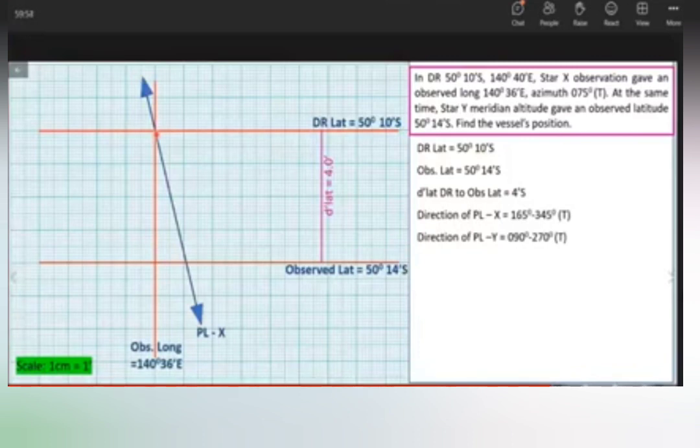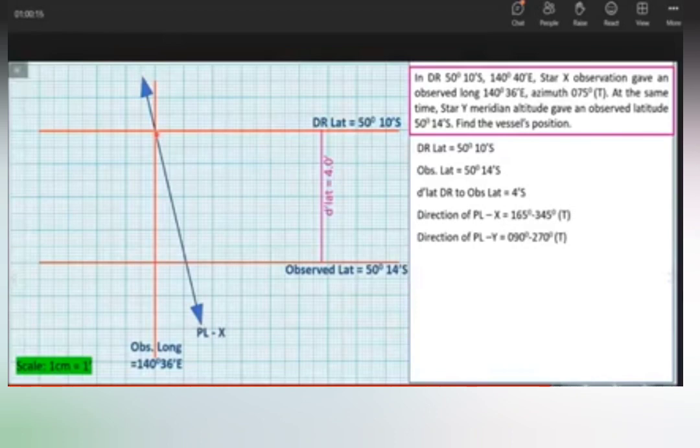Sir, we don't need to show the azimuth in this diagram. If you want, you can show that also. But if you have shown the calculation here, you see we have shown the direction of the PL here. Then you can omit the azimuth. Okay, sir. Okay, great.